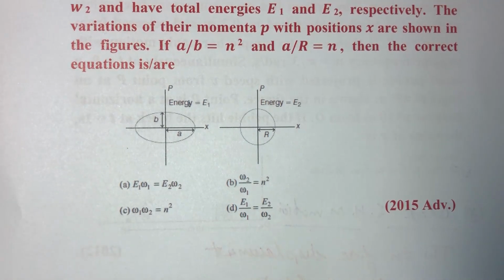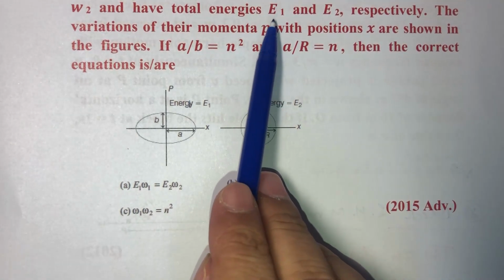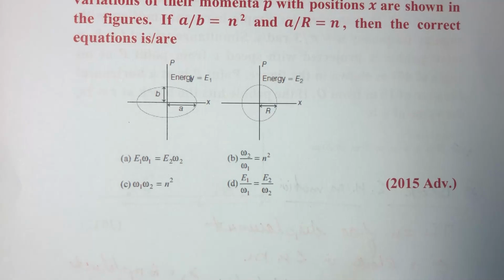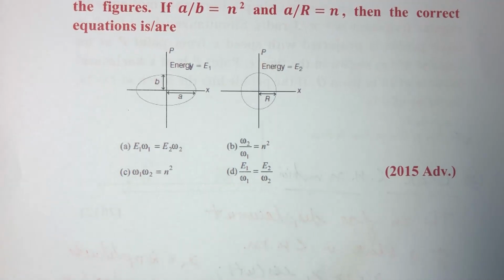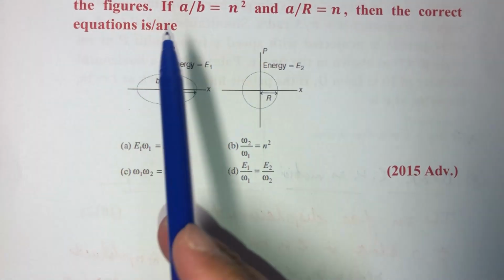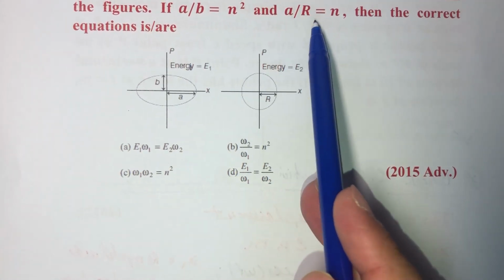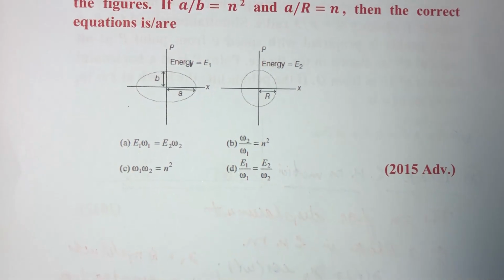So it is given that the total energy is E1 and E2. So we are going to start from here. First we are going to find out the total energy, and then we are going to use the relationship which is given as A upon B is n square and A upon R is equal to n, and then we are going to solve them further.